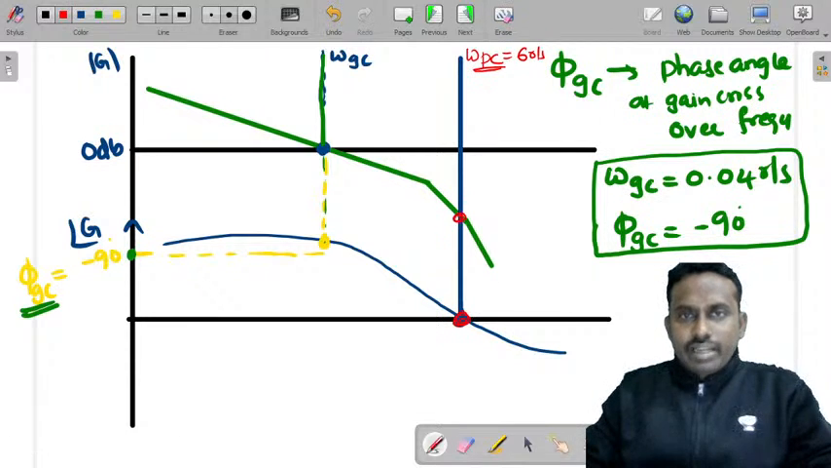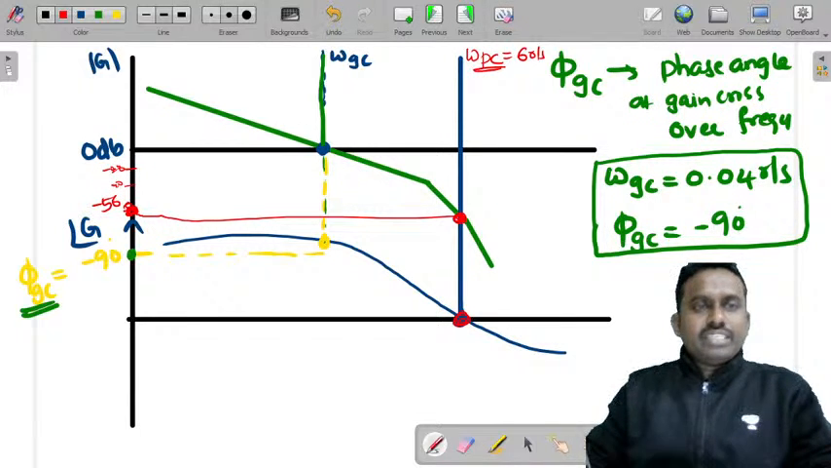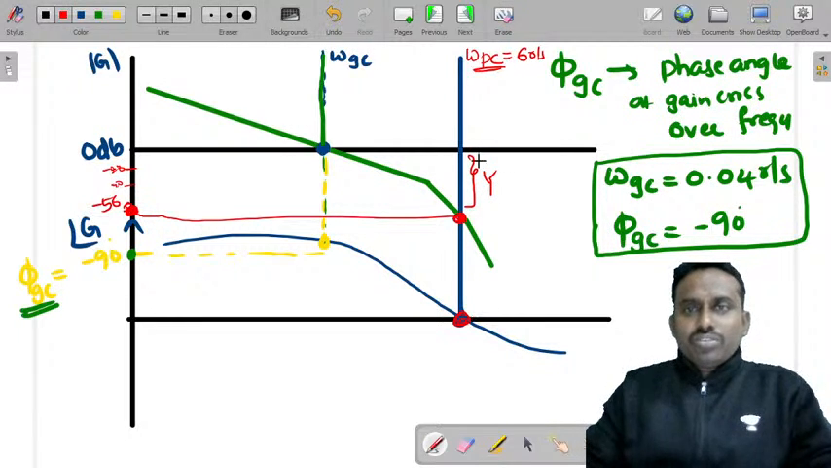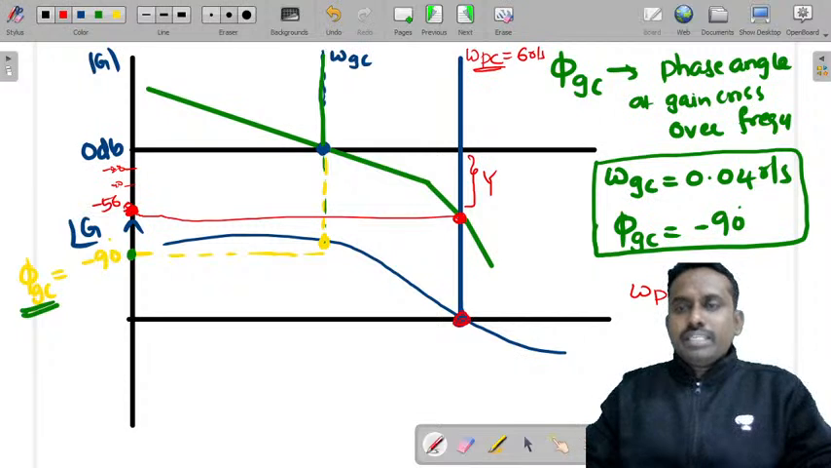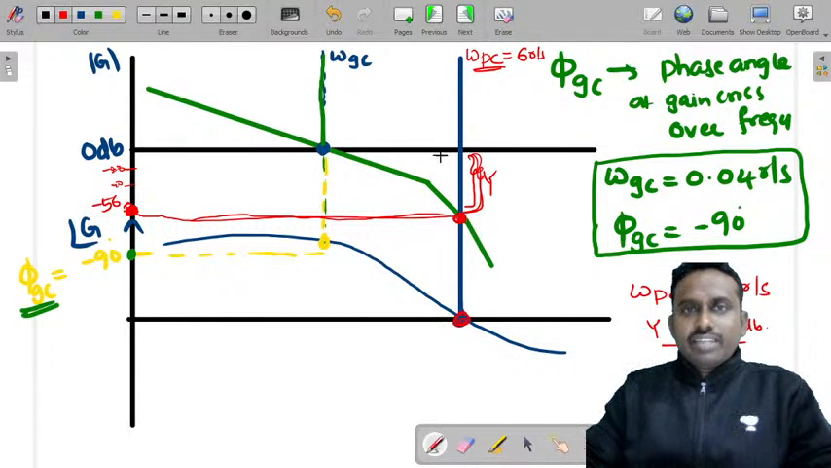You are extending the same line onto the magnitude plot, and at this point you need to find the magnitude, and this we got as minus 56. This is minus 40, minus 20, minus 40, minus 56. This difference, this is y. So at the phase crossover frequency omega PC, 6 radian per second, we found the y value, that is minus 56 dB. Y is minus 56. At that frequency, you need to find this difference of y, that is from 0 dB.